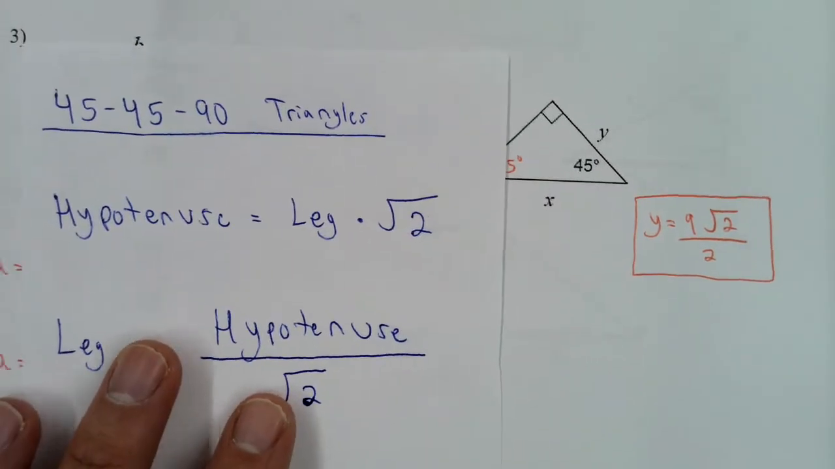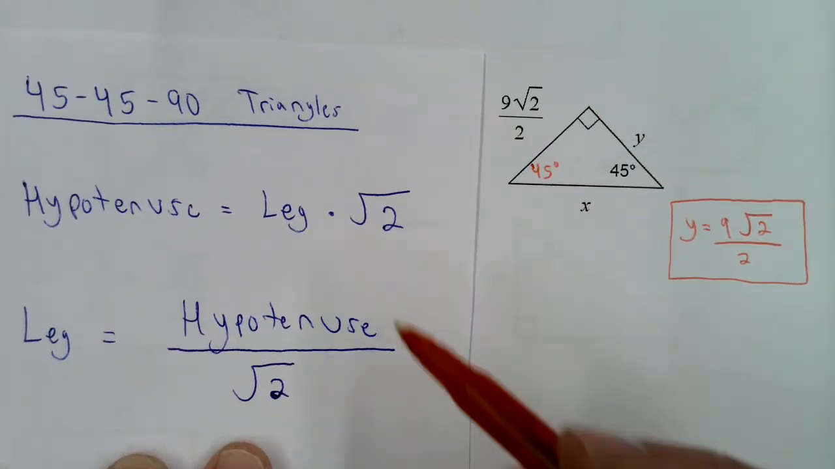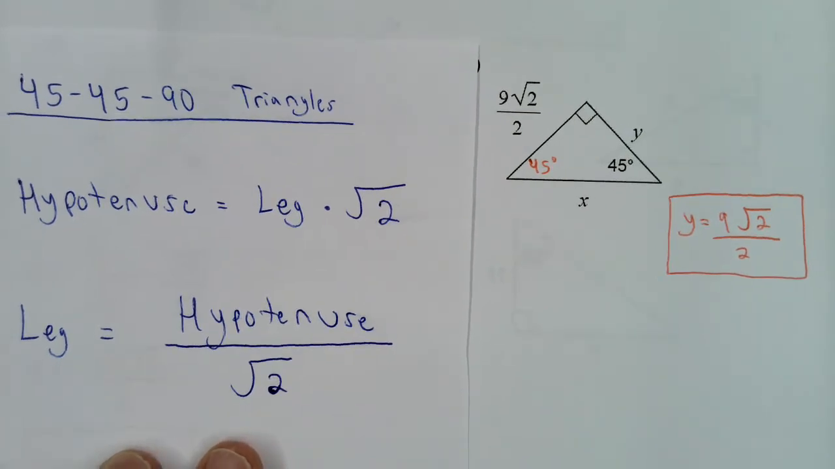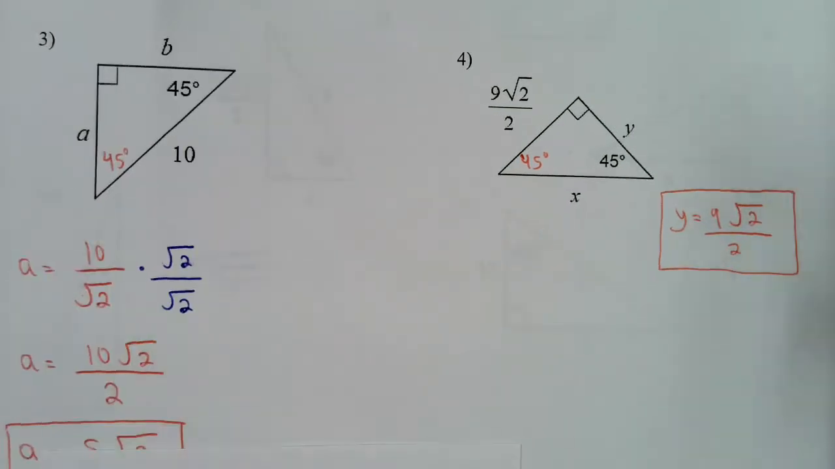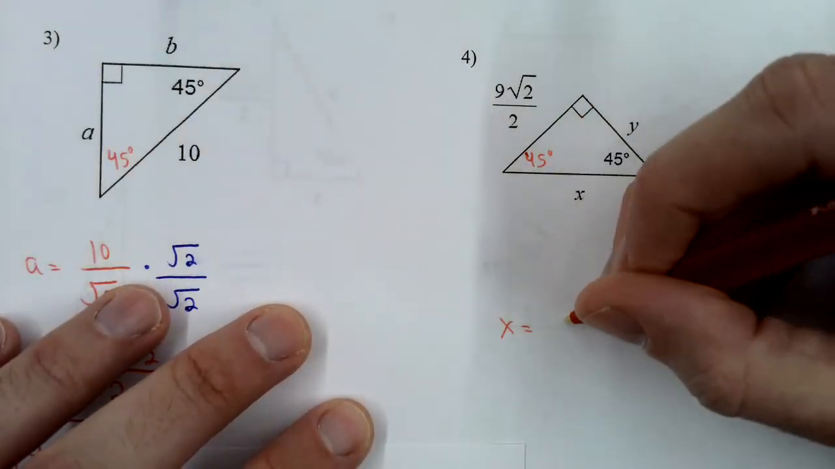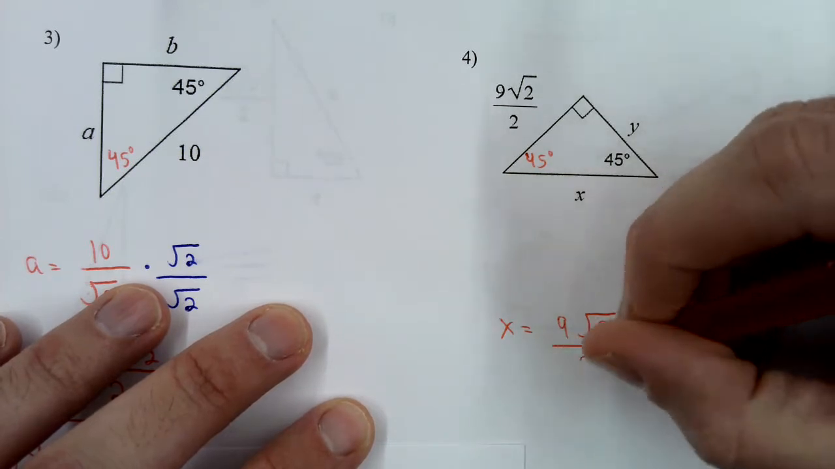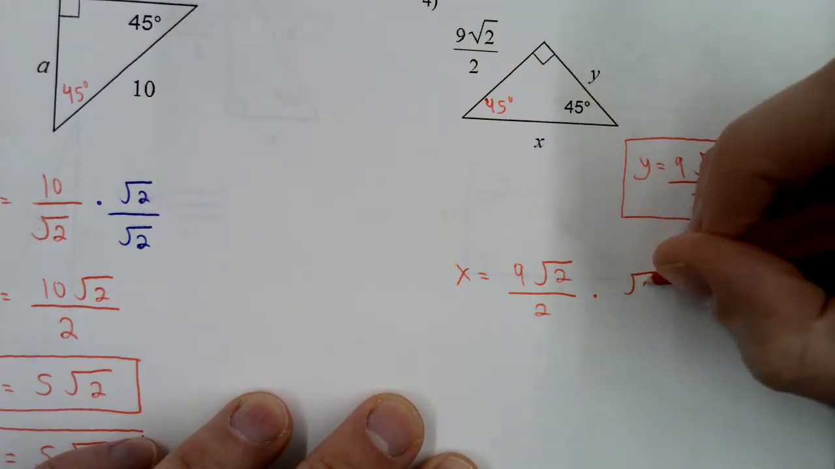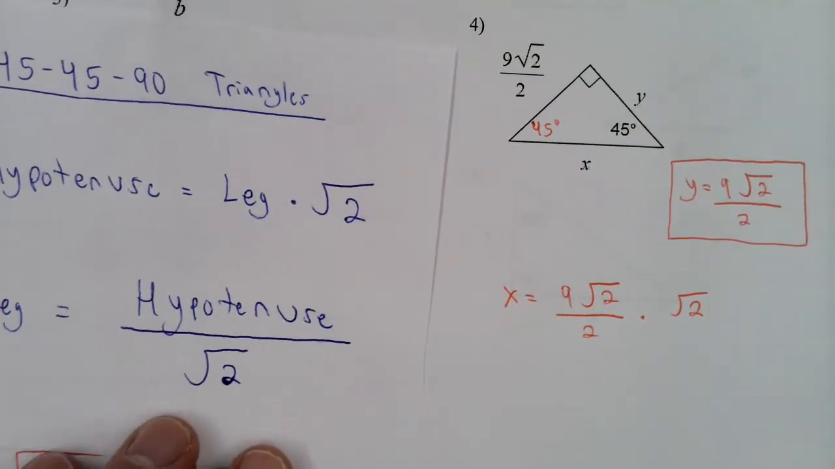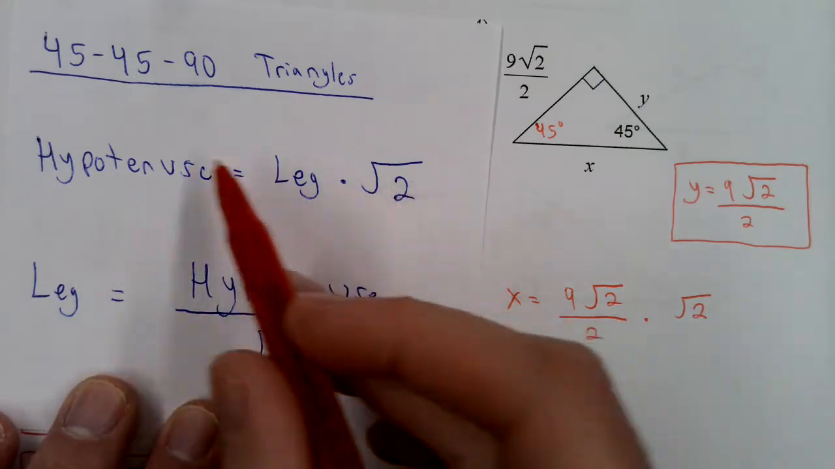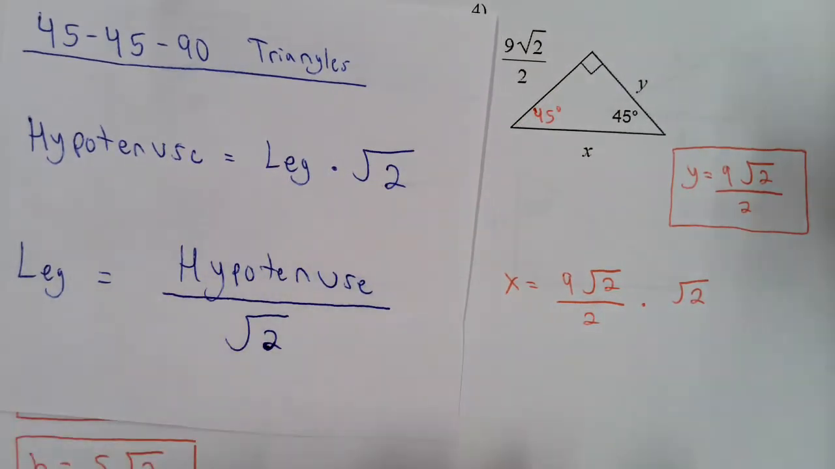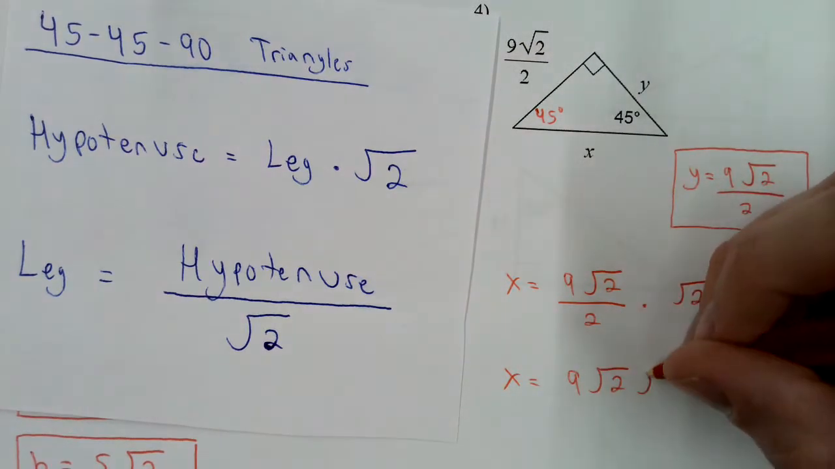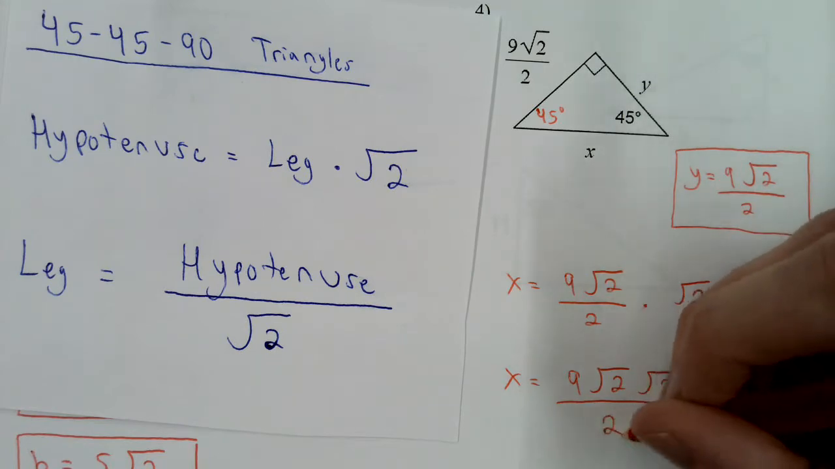Now let's get x. X is the hypotenuse, so it equals a leg times the square root of 2. So hypotenuse x equals 9 square root of 2 divided by 2 times the square root of 2. That formula right there. So it means you have x equals 9 square root of 2, square root of 2, divided by 2.